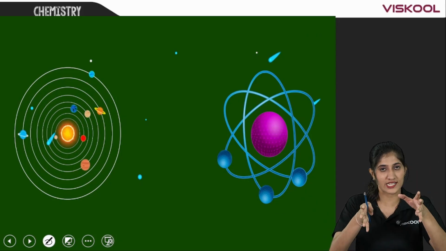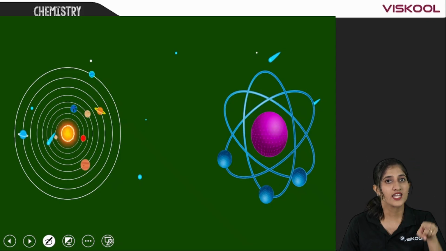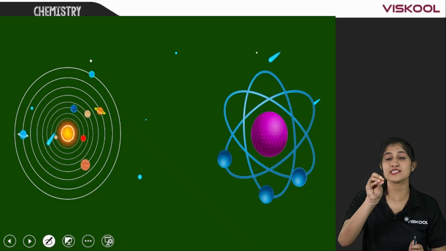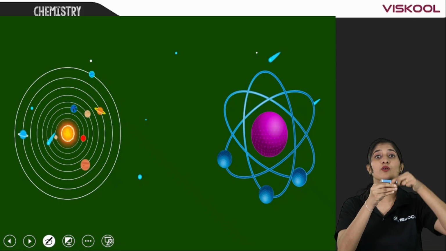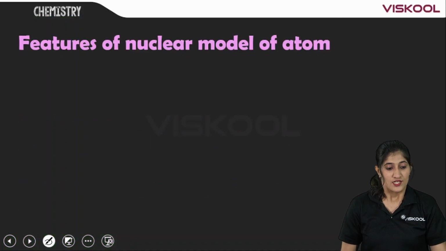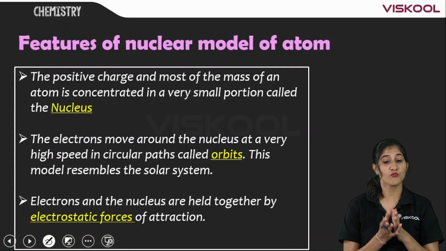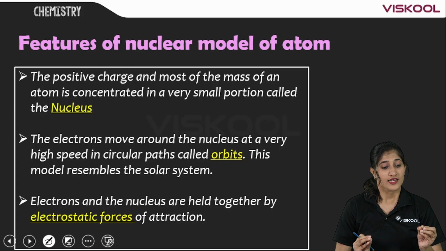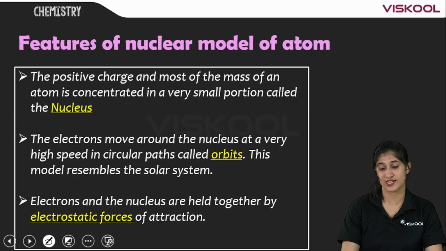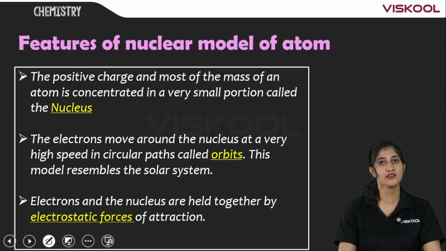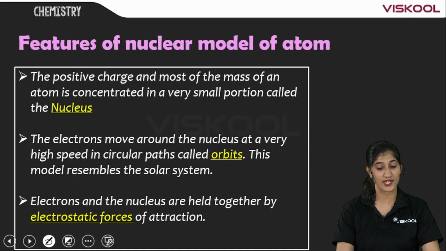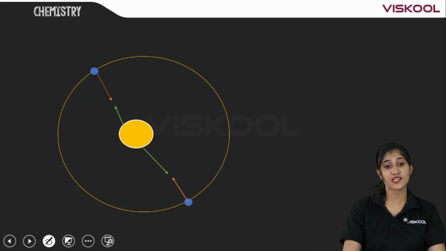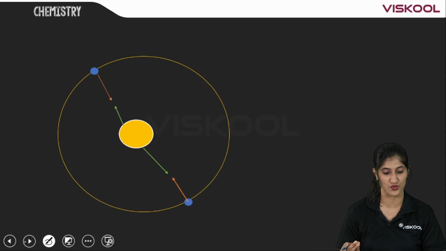In solar system, sun is at the center and planets are revolving around the sun in the circular path called orbit. Similarly, in an atom, there is a nucleus, positively charged nucleus. The electrons are moving around the nucleus in the circular path called orbits. Okay, so these are the features of nuclear model. The positive charge and most of the mass of the atom is concentrated in a very small portion called the nucleus. Now the electrons move around the nucleus at a very high speed in a circular path called orbit. The model resembles a solar system. Now the electrons and nucleus are held together by electrostatic force of attraction. Okay, the electrons are negatively charged, nucleus is positively charged, so they will be held together by electrostatic force of attraction.